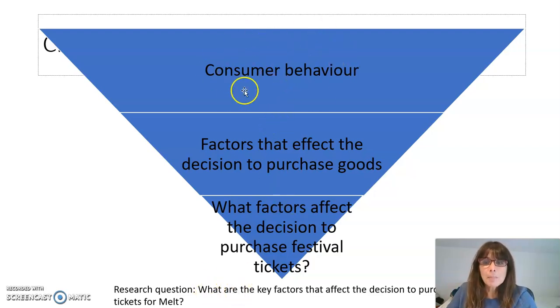So you need to go right back up to the top, which is consumer behavior. You need to be looking at consumer behavior to find out what that literature says about how people make choices about purchasing their goods. So consumer behavior broadly, then what are the factors that affect the decision to purchase goods? And then looking more narrowly, well, is anybody writing about events in particular? Because maybe there are factors that particularly affect the decision to purchase event tickets or festival tickets. And then I will go down here and think about my question particularly.